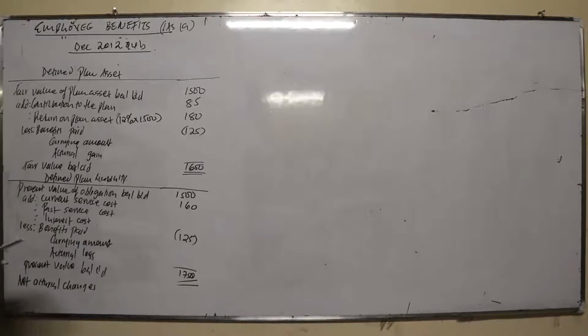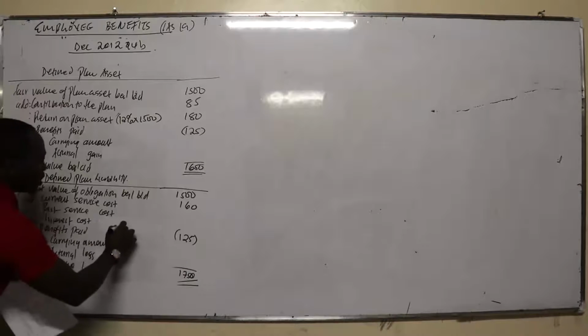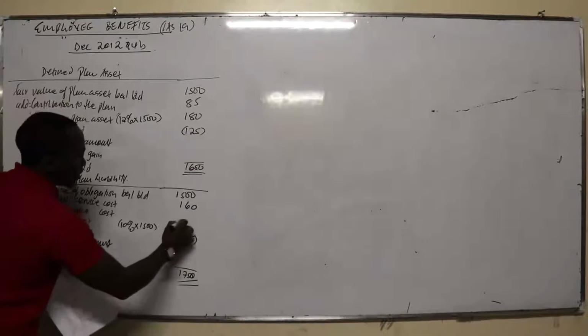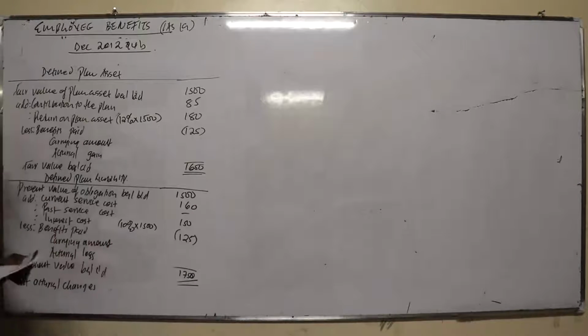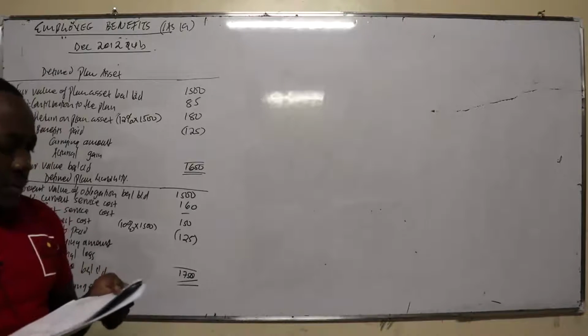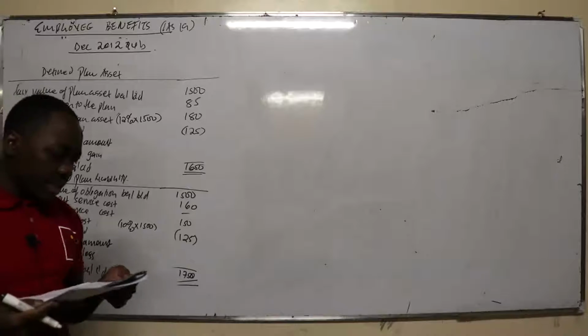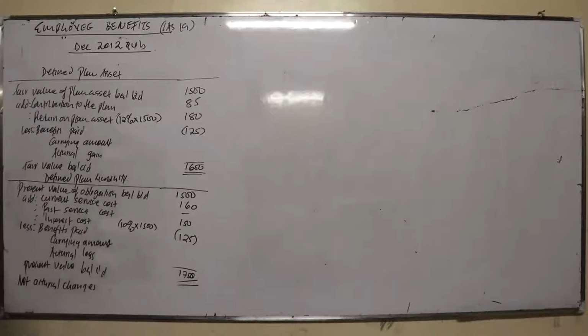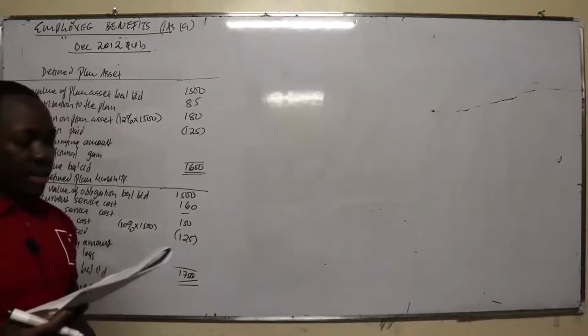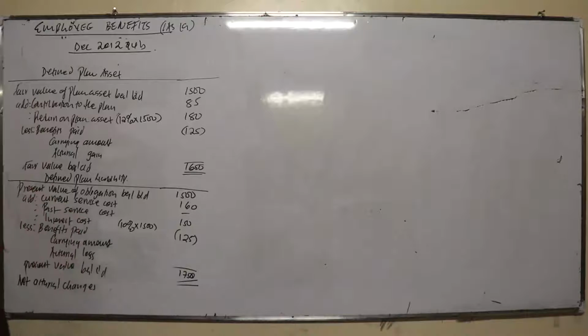Then number 2, the discount rate for plan liability as at 1st October 2011 was 10%. Discount rate of liability, so that's interest cost. You take 10% of the balance brought down, which is 1500, and you get 150. Number 3, the average remaining working life for Wanda Industry Limited employees as at 1st October 2011 was 10 years.